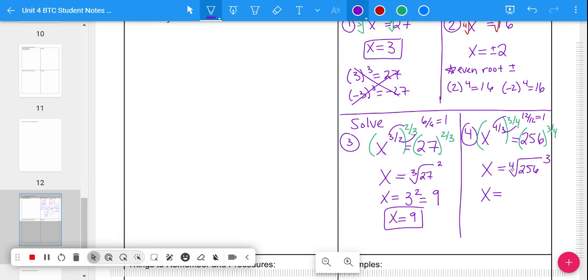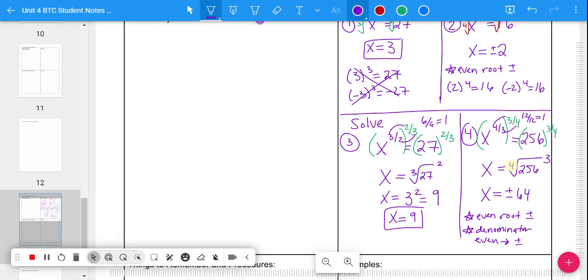But again, I have an even root here. Even root, so I'm going to get plus or minus as part of my solution. So positive and negative 64. So again, anytime we have an even root, we're always going to have positive or negative solutions. So in this case, anytime your denominator is even, that is when you're going to have an even root, and that is when you're going to have plus or minus in your answer.